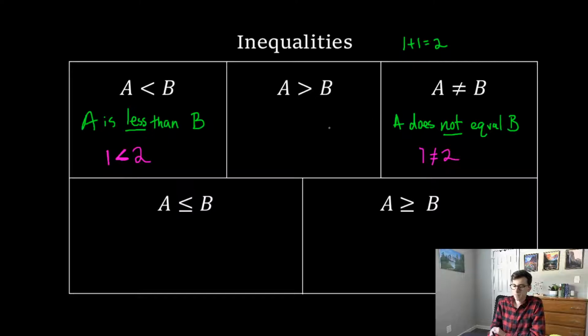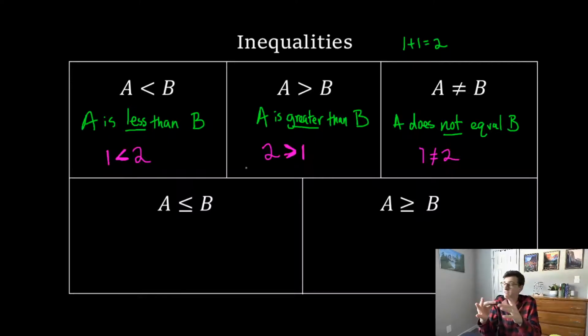Okay. We've talked about 2 ways: not equaling each other, being less than, or being greater than. So, for example, A is greater than B. A is greater than B. Well, here we would say 2 is greater than 1.